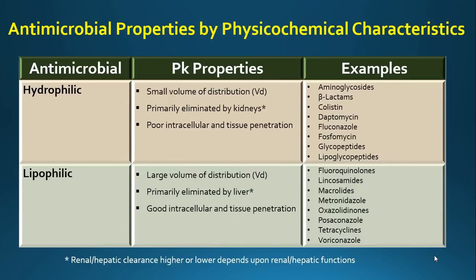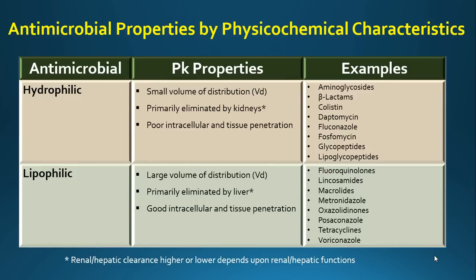The antimicrobials, based upon their overall properties, whether hydrophilic or lipophilic, we divide into two groups. For the pharmacokinetic properties, the hydrophilic are having a small volume of distribution. Very, very important keyword here: the hydrophilic is having a small volume of distribution. Mostly they are eliminated by the kidney, with poor intracellular and tissue penetration. Whereas lipophilic is having a large volume of distribution, eliminated from the kidney and the liver, and good intracellular and tissue penetration. The last column is the examples, you just pay attention.